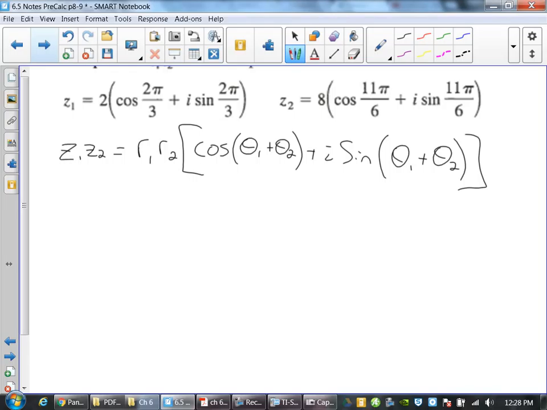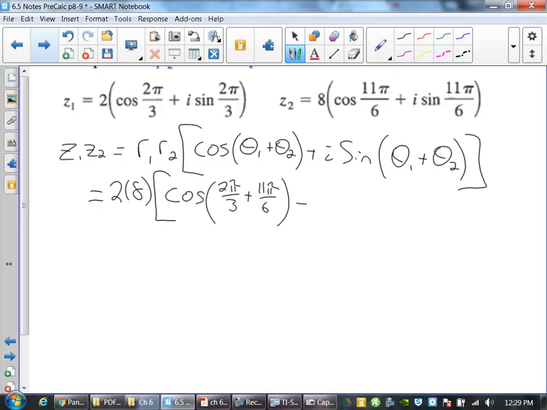So here's what happens. When we go through this, we just start labeling and filling in the blanks. What's our first radius? What's our second radius? 8. Okay. What's our first theta value? 2 pi over 3. We'll just write it out with the radius stuff. Okay. We have 2 pi over 3. Our second angle is 11 pi over 6.